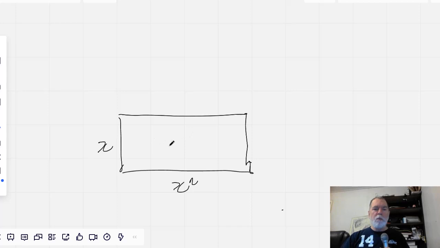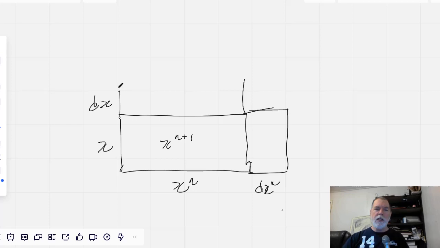Right, so what do we have in here? Well, we've got x to the power of n plus 1. That's the area of our rectangle. All right, so we're going to increase this side by a small amount, x dx, and we're going to increase this side by dx to the n. All right, so let's fill in the rest of this.